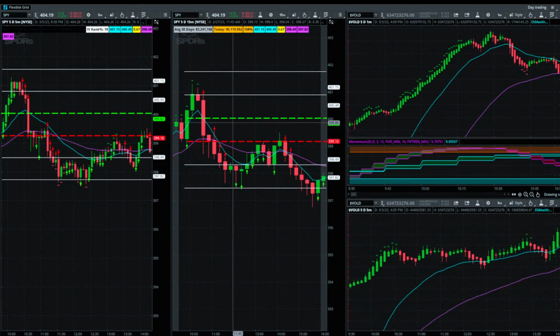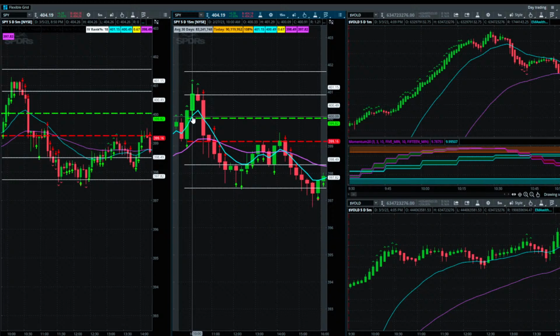These other white lines here are ATR levels, which are average true range levels. There's a calculation that the computers do for you. And what these are referred to as are take profits. So you have your first take profit and then your second take profit.